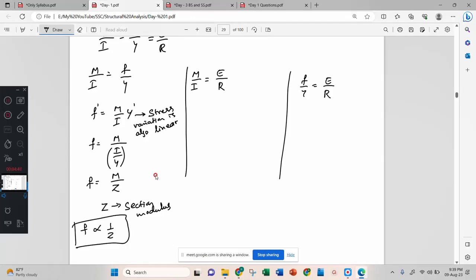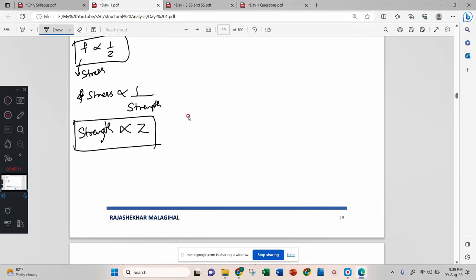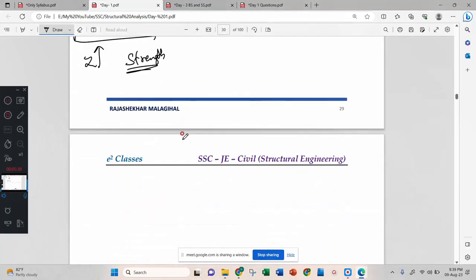Right? F means what? Stress. F is stress. We have another equation. Stress is inversely proportional to strength. From this we can infer that strength is directly proportional to Z. Very interesting. As Z increases, strength increases.